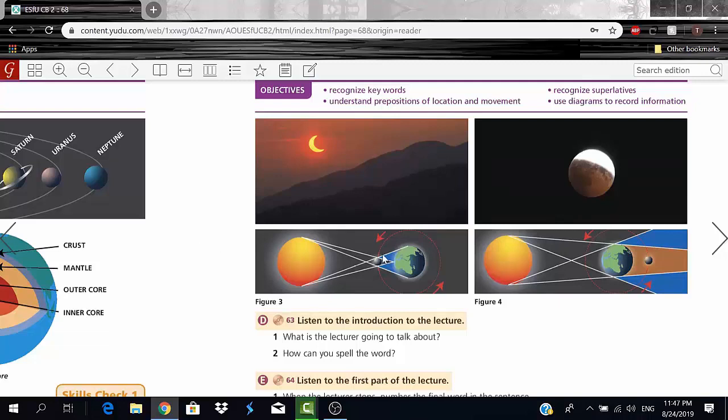So here we have the moon in front of the sun, blocking some of that light for some people living on Earth, right? And here we have another eclipse where you can't see the moon at all, right? But obviously, if you guys didn't know, the moon gets its light from the sun. It doesn't have its own light, okay?